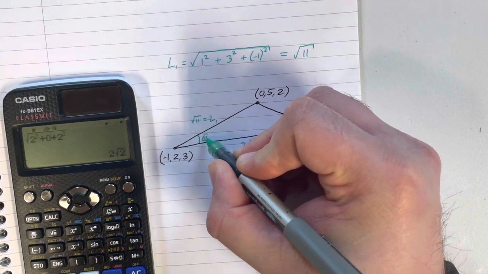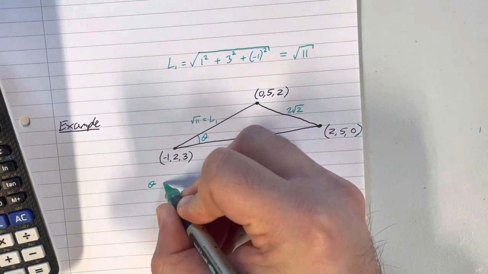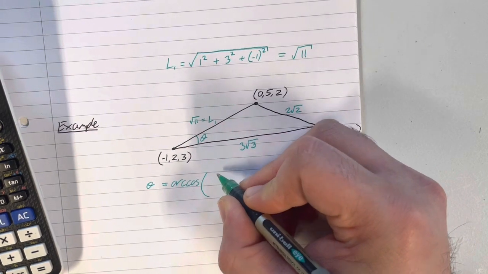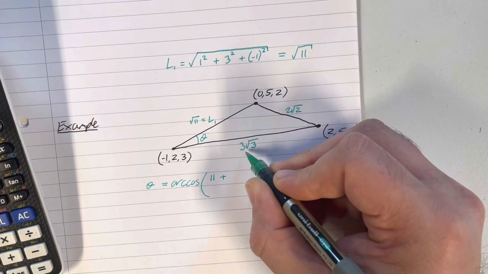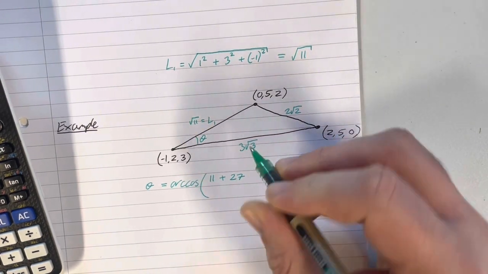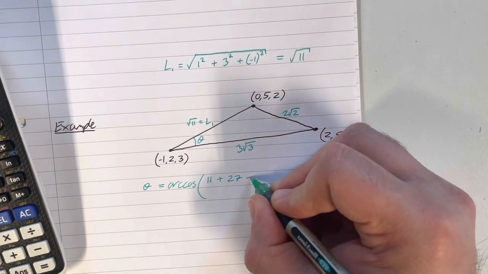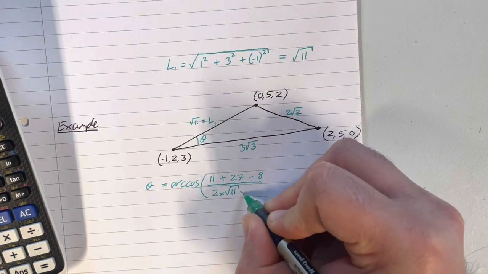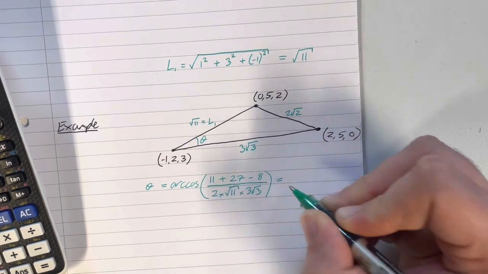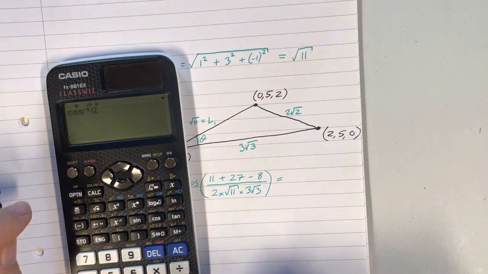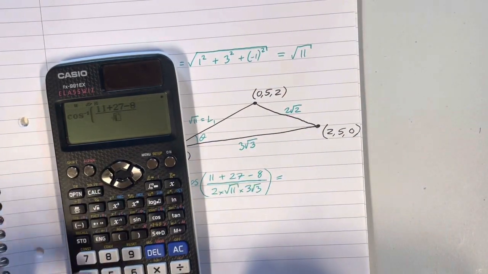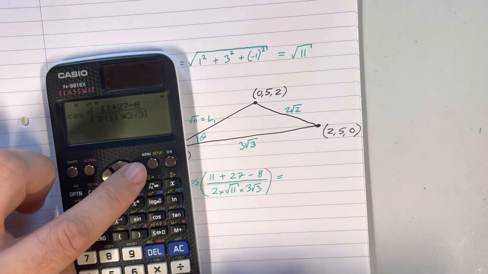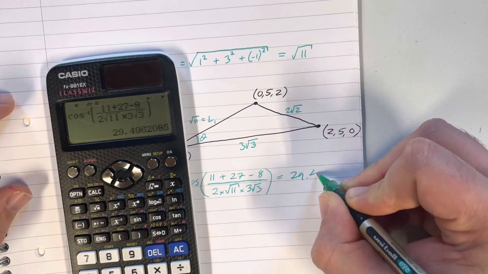Choose an angle, doesn't matter which one. I'm going to choose this one. And using the cosine rule, I know that theta is going to equal arc cos of the 2 adjacent lengths next to it, squared and summed. So that's going to be the square root of 11 squared, plus 3 root 3 squared. Subtract the opposite length, which is 2 root 2 squared, so -8. And that's all divided by 2 times the product of the adjacent lengths. So root 11 times 3 root 3. If I dump all that into my calculator, I should hopefully get my angle out. So inverse cosine of 11 plus 27 minus 8 divided by 2 root 11 times 3 root 3. And that gives me 29.496 degrees.